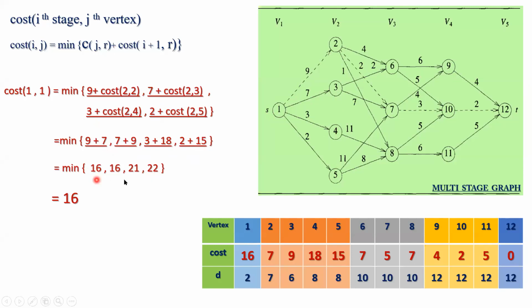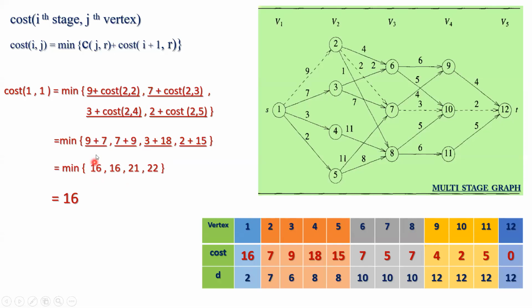So 16 is the minimum, but both first two options have equal values. Now arbitrarily we can break the tie. We can even select the second 16 or the first 16, no issues. For the time being, we shall consider the first 16. We consider that the minimum value 16 has been chosen from the first option.